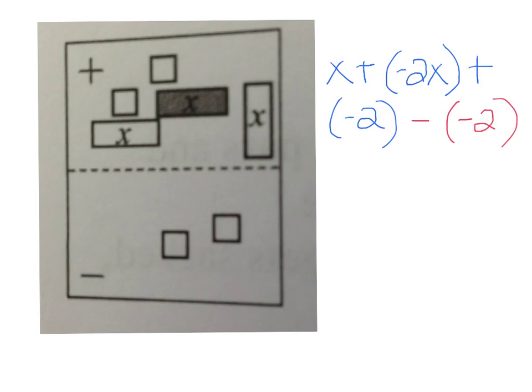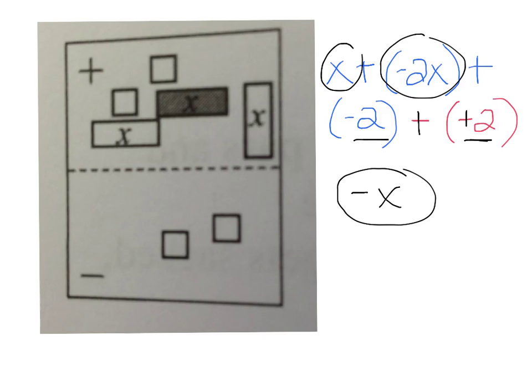Okay, now I'm going to go through and simplify this. If I have an x and negative 2 x's, that's going to leave me with a negative x. Down here, I'm going to add the opposite, and I have negative 2 and positive 2, which leaves me 0. So I think that's what I should be left with.